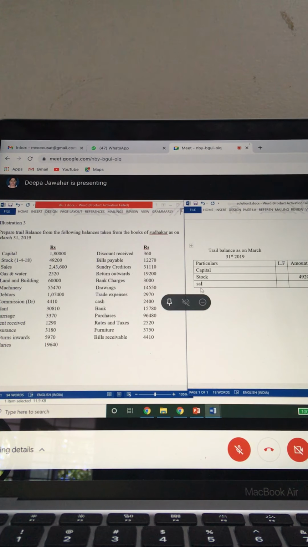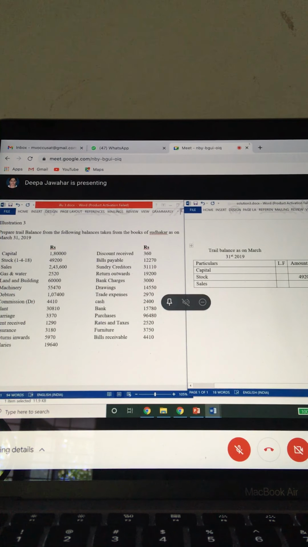Sales is a revenue. Since sales is a revenue, credit. 2,43,600. Sales is the revenue, so 2,43,600 is written on the credit side.